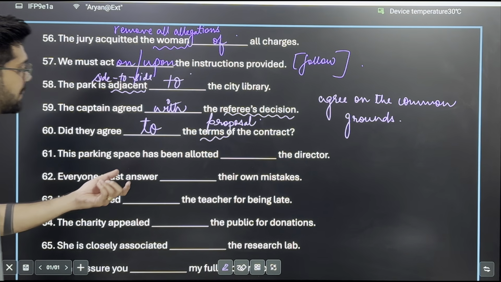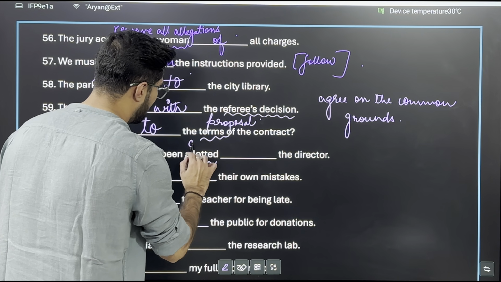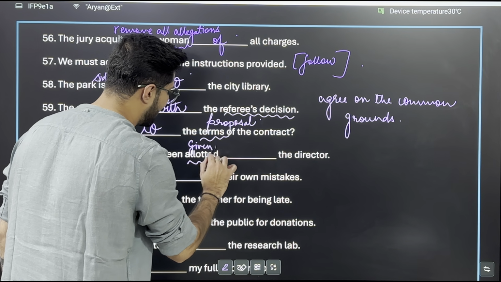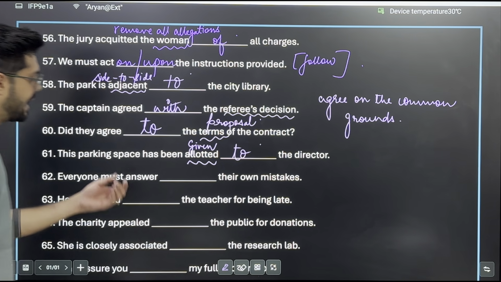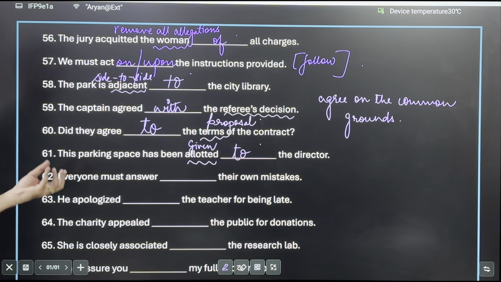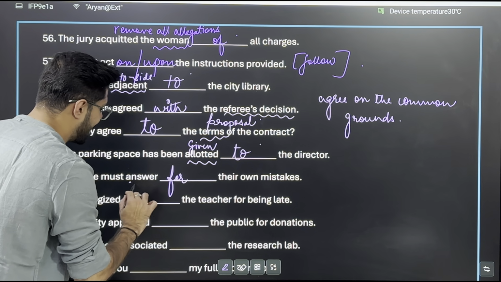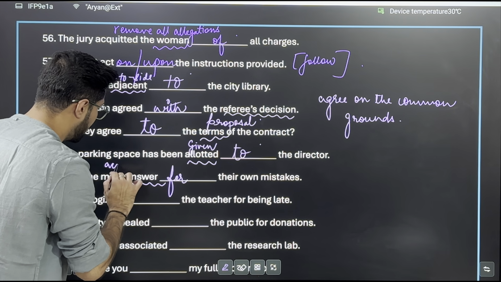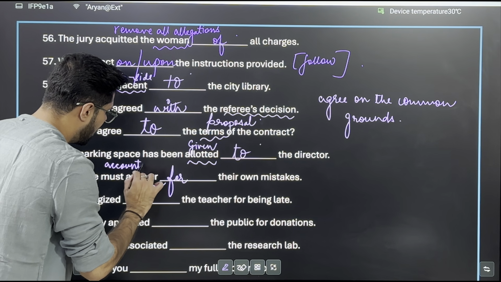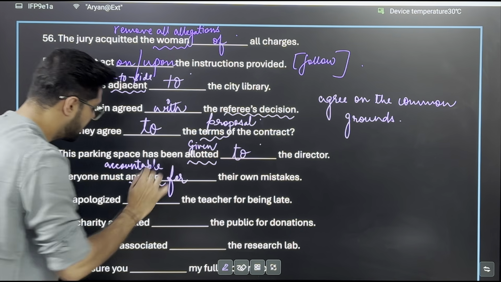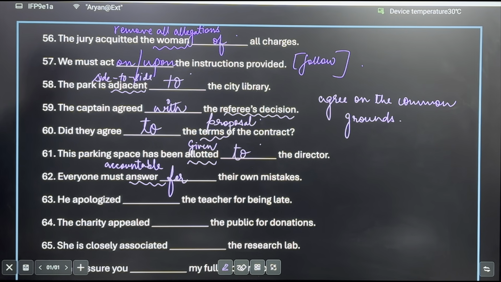The parking space has been allotted. Allotted यानी given, मेरे लिए reserve करके मुझे दे दिया गया है. So given to the director, allotted to the director. Everyone must answer for. Answer for means basically accountable. ठीक है, आपको जवाब देना पड़ेगा अपना किया धरा का. So accountable for their own mistakes.